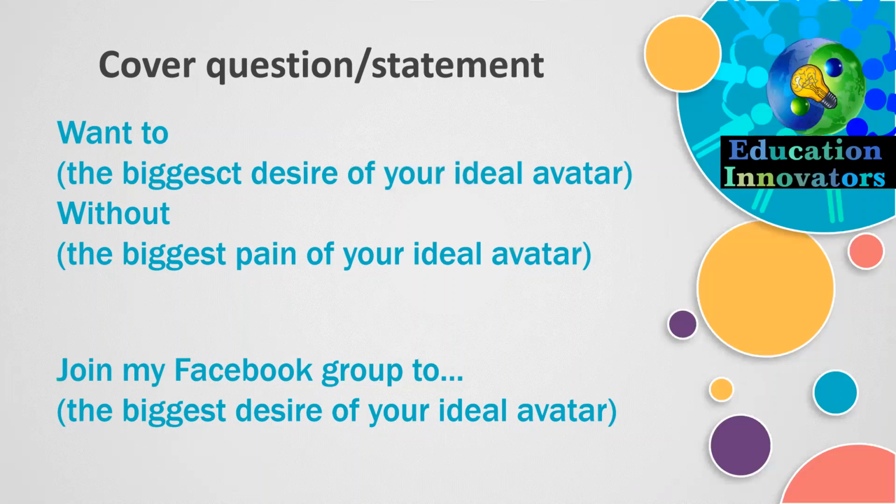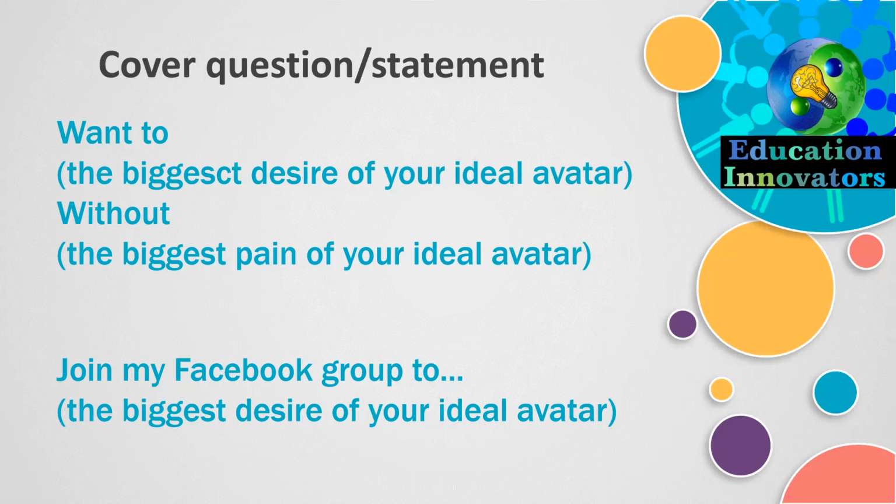And then after that, you say "without," and then you put the biggest pain of your ideal avatar. So what they want the most, without what they're scared of the most. That's the most common structure that you want to use. I will show another example in a second, but you can think about your avatar and your offer, what you're promising, and what they might be scared of. If they follow you, they can avoid that pain.